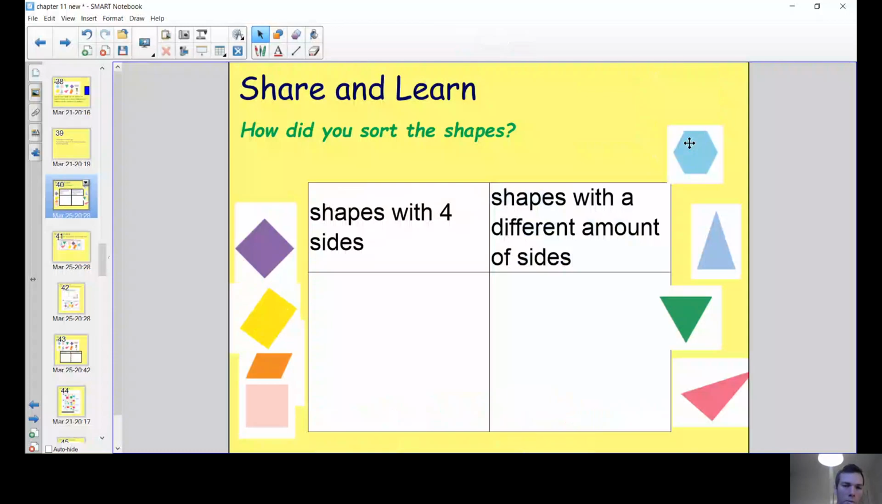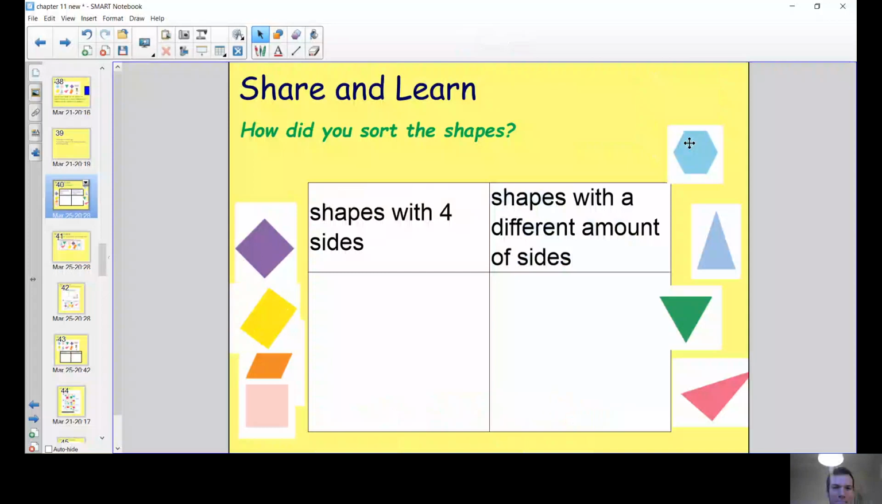I could sort them with symmetrical or non-symmetrical. Let's have a think. I've got symmetrical shapes down here. This one is also symmetrical. I have to move it across. This one is also symmetrical, and this one is also symmetrical. But this one here, no, not an equal triangle. It's not equal on the sides.